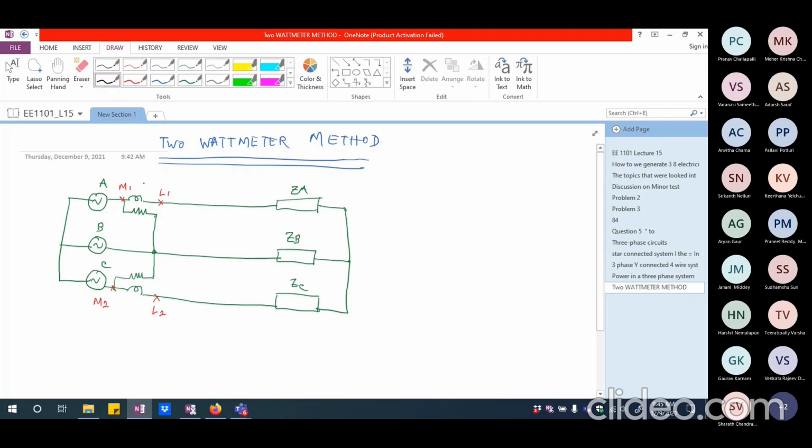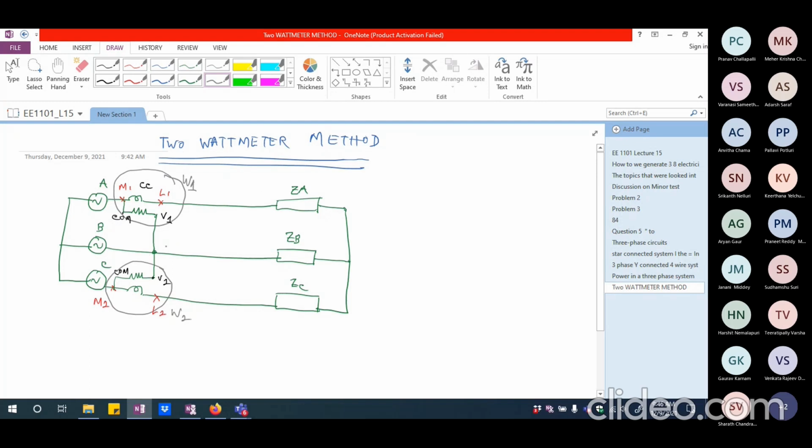So let me write this as current coil of wattmeter 1. And this is the common point that I'm going to have. And this is the V1 point. And this is going to be again common point. And this is going to be V2 point. Okay. So this entire thing corresponds to wattmeter 1. So let me write this as wattmeter 1. And this is going to be wattmeter 2. So these are the 2 wattmeters that I have got. This is wattmeter 1 and this is wattmeter 2.